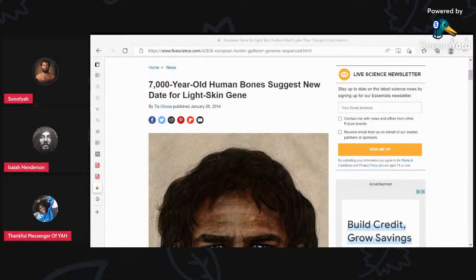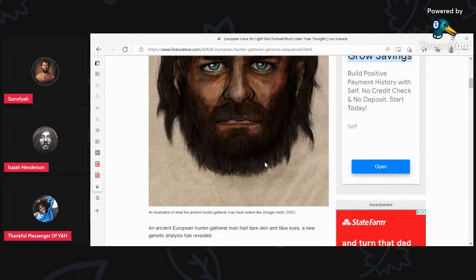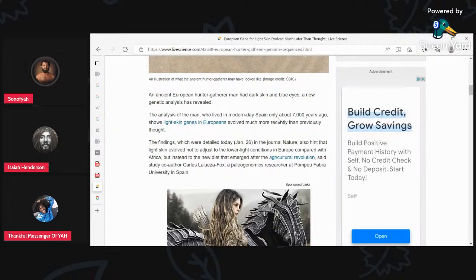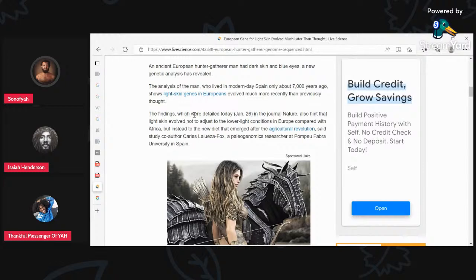Brother Kenny Love, here goes some information for you. Let me read this real quick. The brother is kind of confused on the origins of white skin. So it says, an ancient European hunter-gatherer man had dark skin and blue eyes, a new genetic analysis has revealed. The analysis of the man who lived in modern-day Spain only about 7,000 years ago shows light-skinned genes in Europeans evolved much more recently than previously thought. The findings, detailed today in the journal Nature, also hint that light skin evolved not just due to the lower light conditions in Europe compared with Africa, but instead due to the new diet that emerged after the agricultural revolution, said study co-author Carles Lalueza-Fox, a paleogenomic researcher at Pompeu Fabra University in Spain.